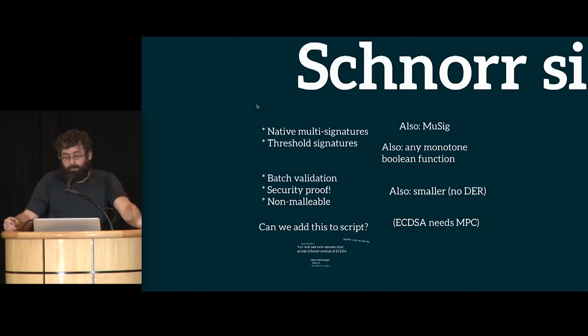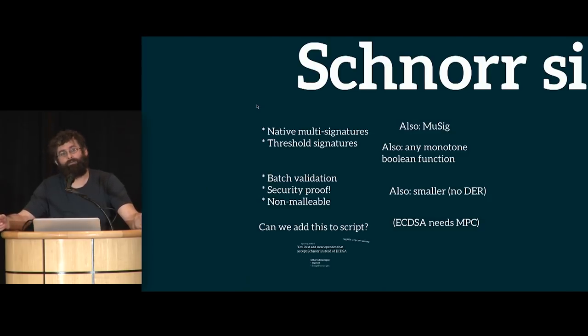We recently published a paper about a scheme called MuSig, which does native multisignatures, but without any setup. I'll talk a bit more about that later, so that can also be used. Further advantages of Schnorr signatures: they support batch validation. This is the idea that you can have multiple sets of combinations of keys and messages and verify them all at once in a way that is computationally more efficient than doing them individually. Schnorr signatures actually have a security proof, which is not true for ECDSA. They're also provably non-malleable, so a third party that does not have access to a private key cannot modify the signature without invalidating it.